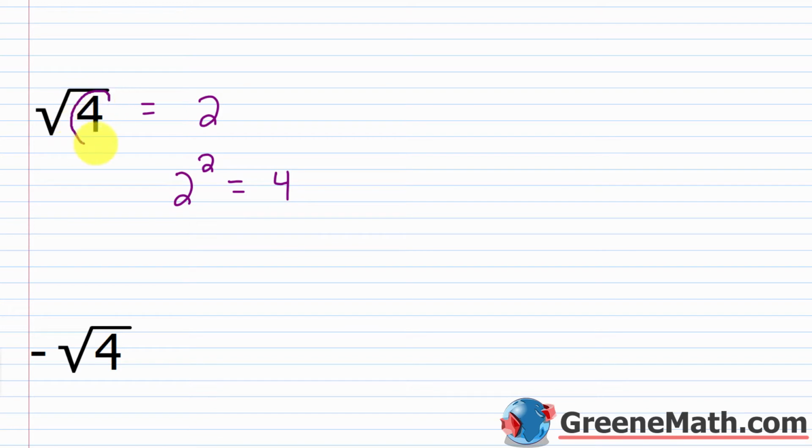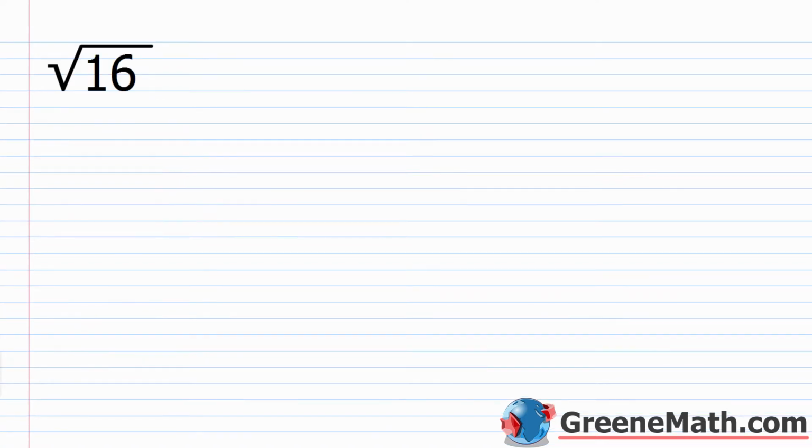What number multiplied by itself gives me this? Well, it's 2, right? 2 squared is 4. Then for this one, I have the negative square root of 4. So what negative value, when multiplied by itself, is going to give me 4? Well, that's negative 2. So you can see the difference in the notation. Principal or positive square root of 4, negative square root of 4. So something you really need to pay attention to.